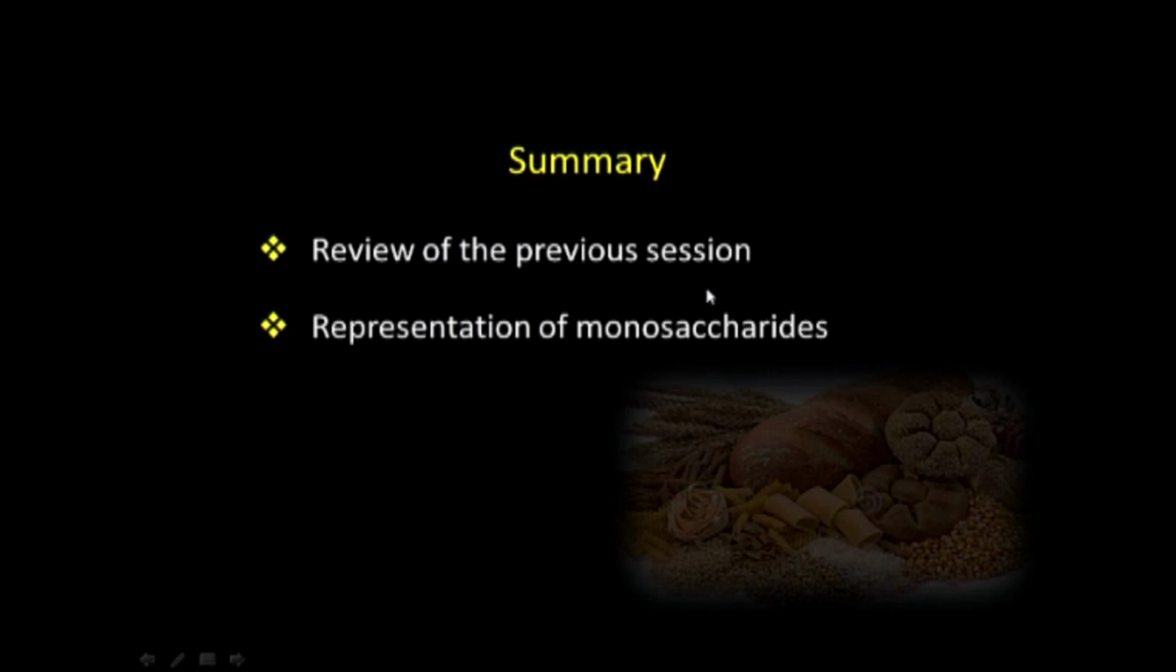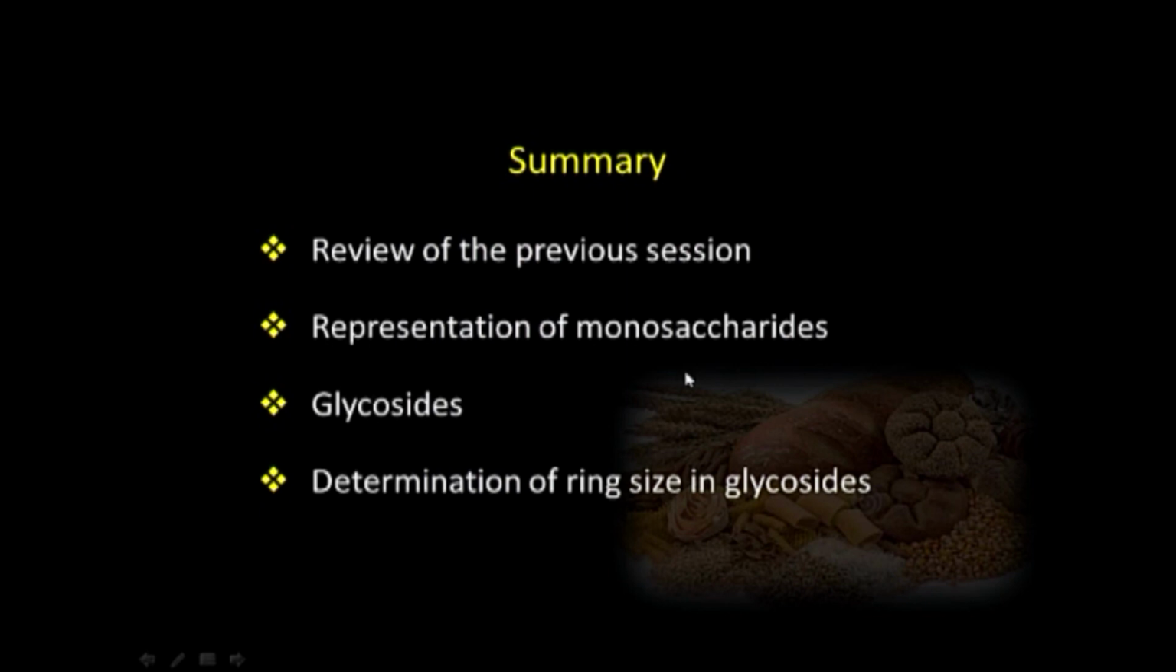In our next session, we will talk about the disaccharides or polysaccharides which are obtained by combination of these monosaccharides. So, let us briefly revise: today we discussed how the final configuration of glucose was established, then it was found to have a ring structure on the basis of certain reactions, and then how we represent these monosaccharides. We discussed what glucosides are, and then we discussed the sequence of reactions used in determination of ring size in glycosides.